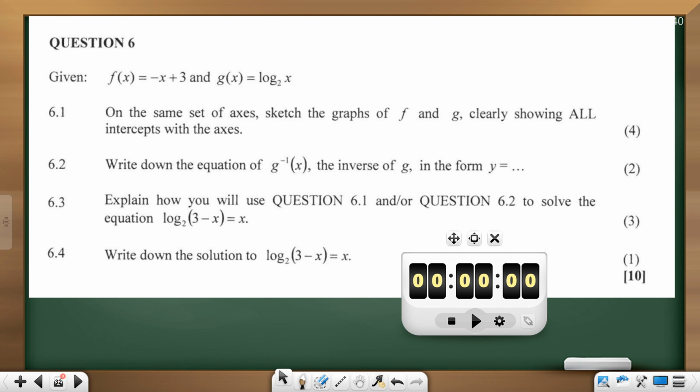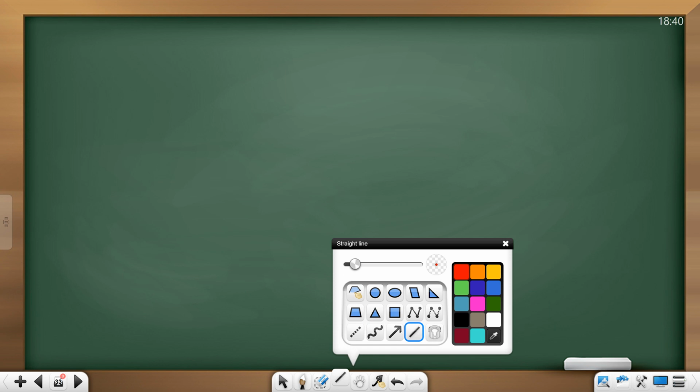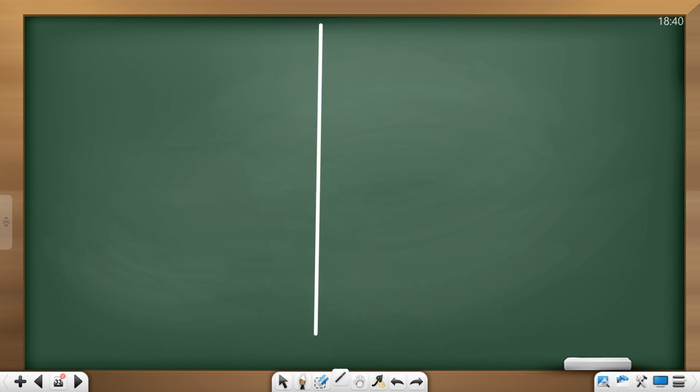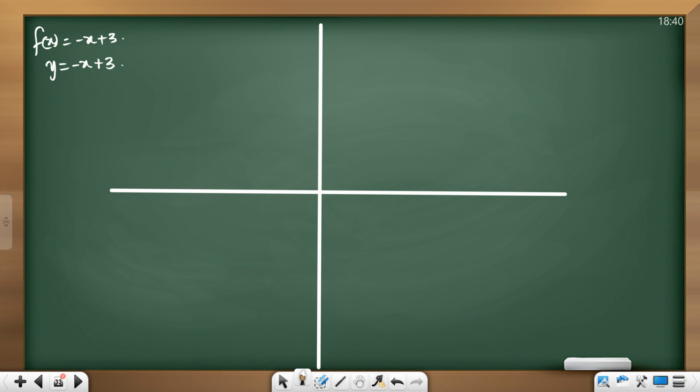All right, let's check. What are we sketching? All right, so we're sketching two functions. What do we have? We have f of x equals negative x plus 3. Can we sketch this together? What do we need? X-intercept and y-intercept, right? So y equals negative x plus 3. It's a straight line graph again.